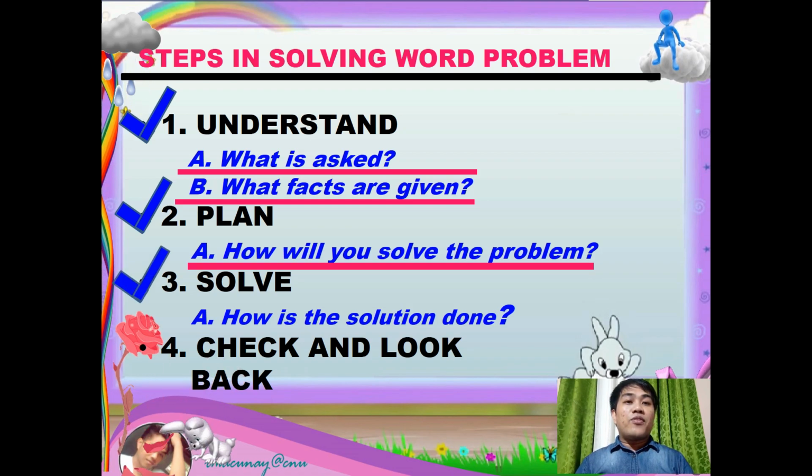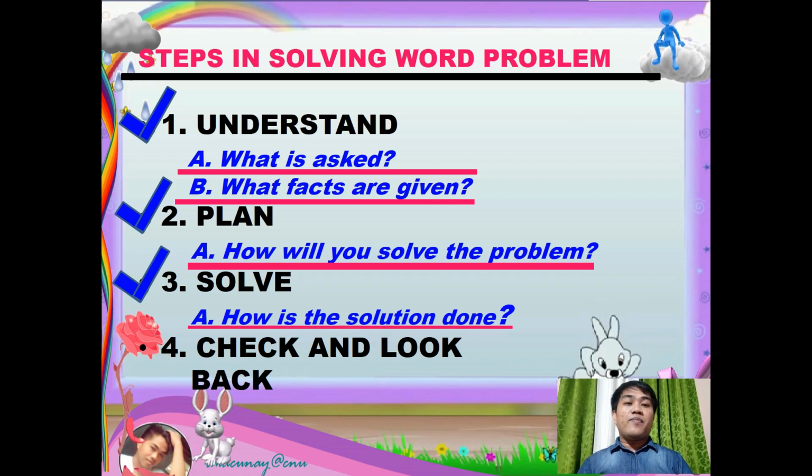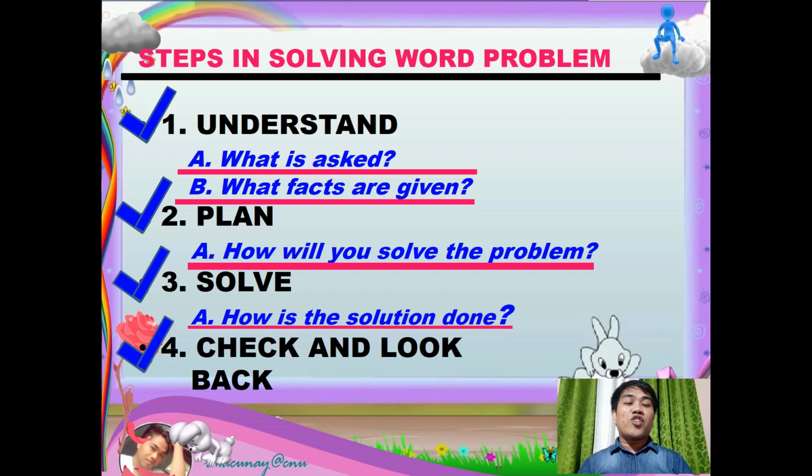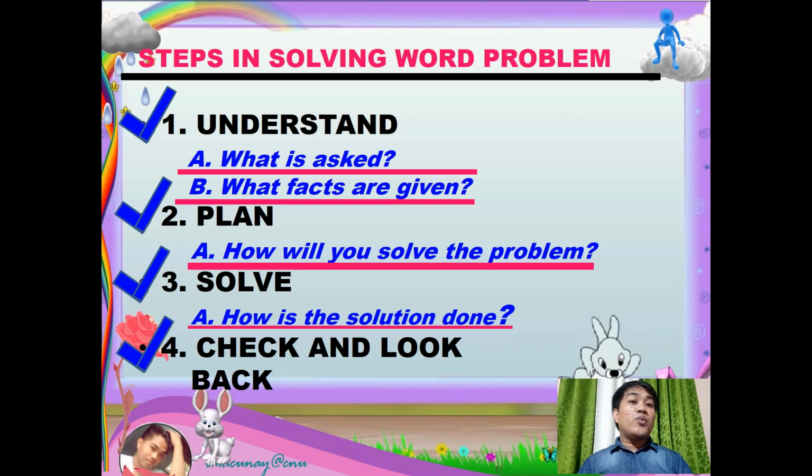Next, third step is solve. This is the stage where you are going to implement your strategy on how to solve the problem. Then the last part is check and look back. This is the part where you're going to check your solution, whether the strategy that you used is appropriate or suited for your problem.